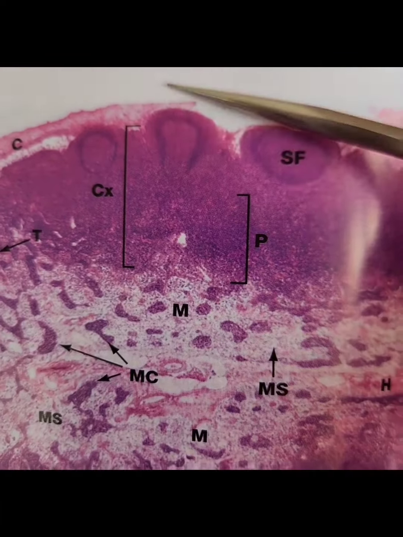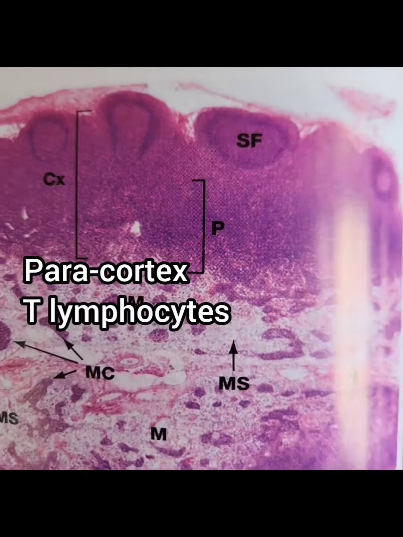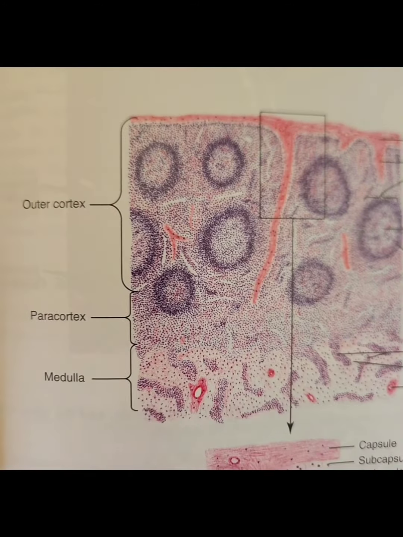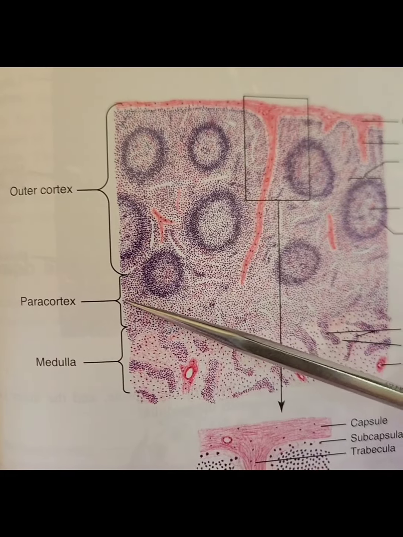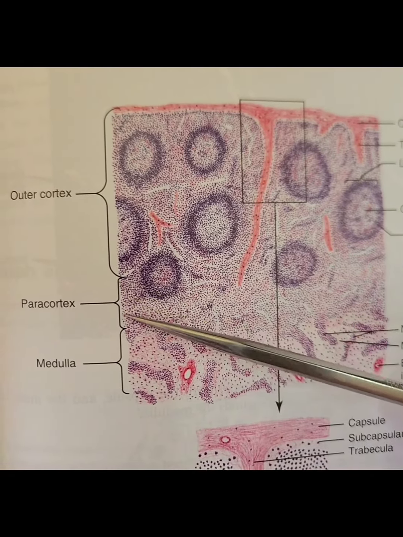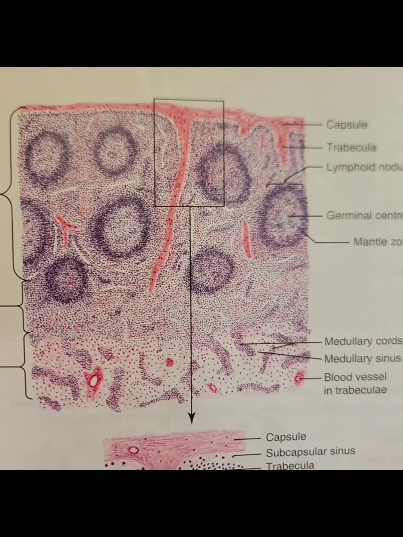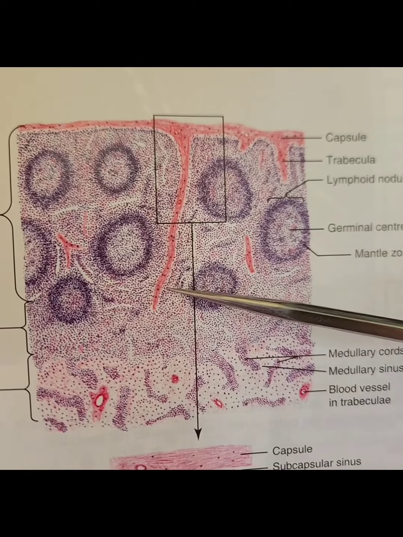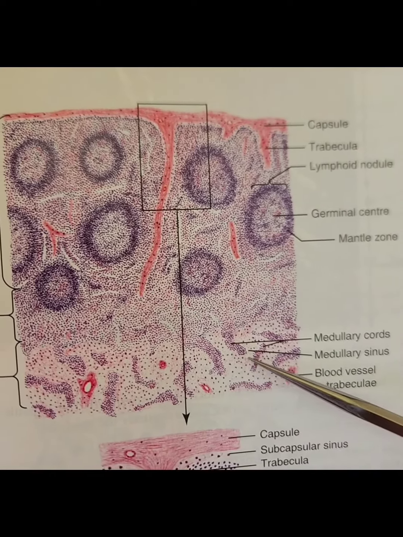At the junction of cortex and medulla, we find the paracortex, which is richly populated with T lymphocytes. Diagrammatic representation of capsule, trabeculae, outer cortex, inner medulla, paracortex. Parenchyma shows lymphatic nodules, primary and secondary lymphatic nodules. Subcapsular sinus, paratrabecular sinus, medullary cords, medullary sinuses.